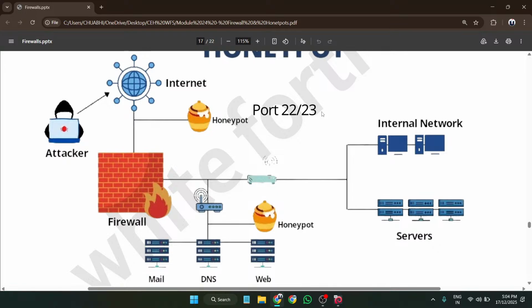So basically, port 23 is for Telnet, and port 22 is for SSH. These two ports are basically used for remote connection. That means if the attacker gets access to these two ports, they will be able to get into the internal network and can do anything with the applications or the internal systems. They can do anything because they will literally get complete control over the remote systems.